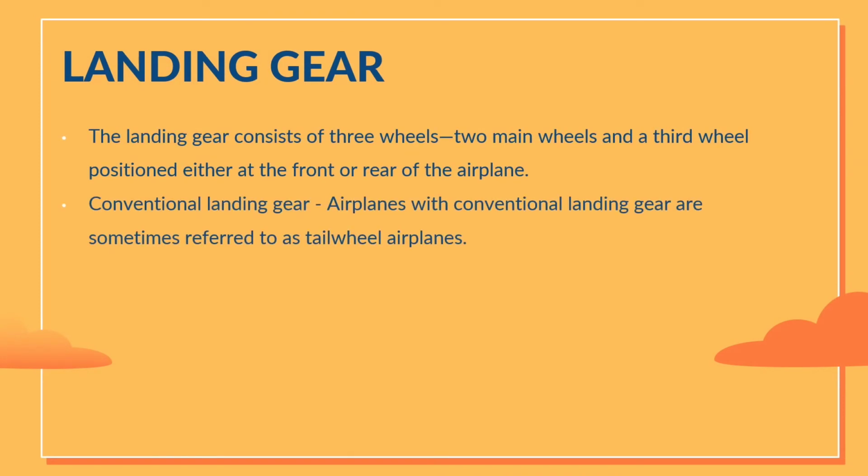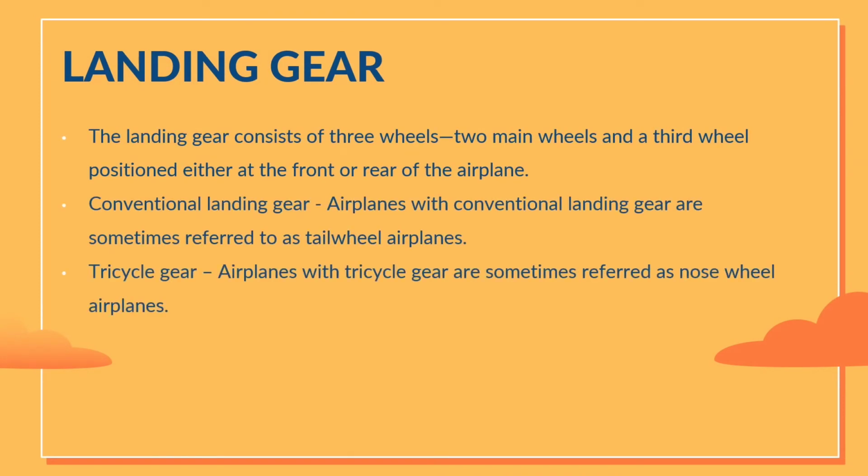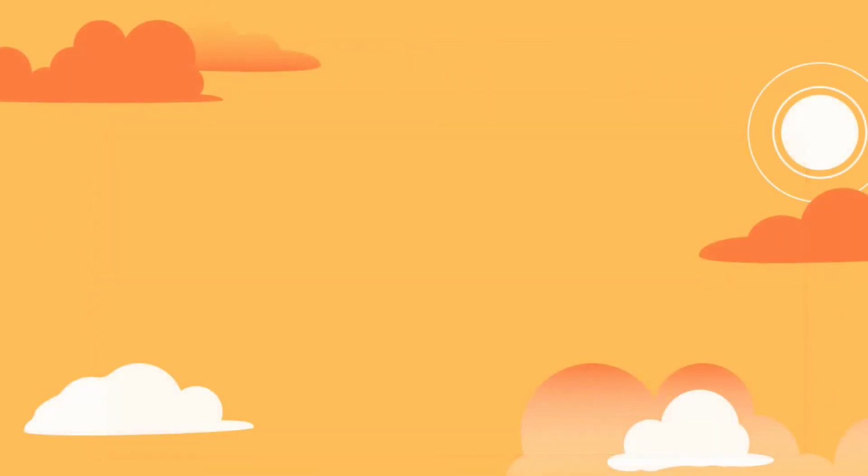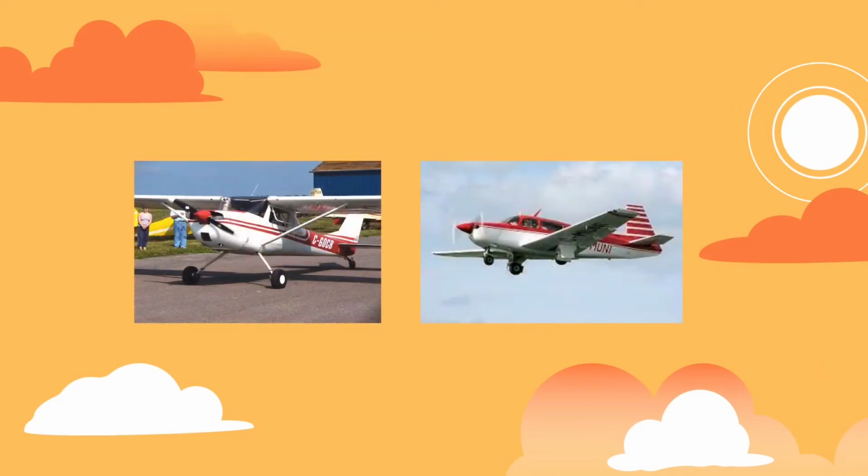The landing gear consists of three wheels, two main wheels, and a third wheel positioned either at the front or rear of the airplane. There are two types of landing gear: the conventional landing gear and the tricycle gear.